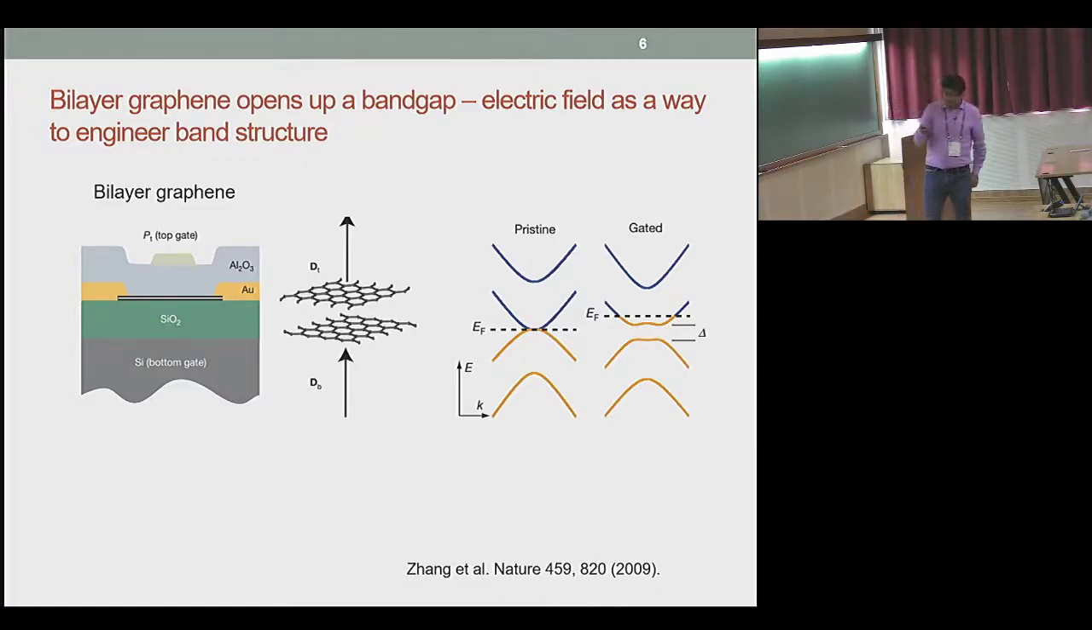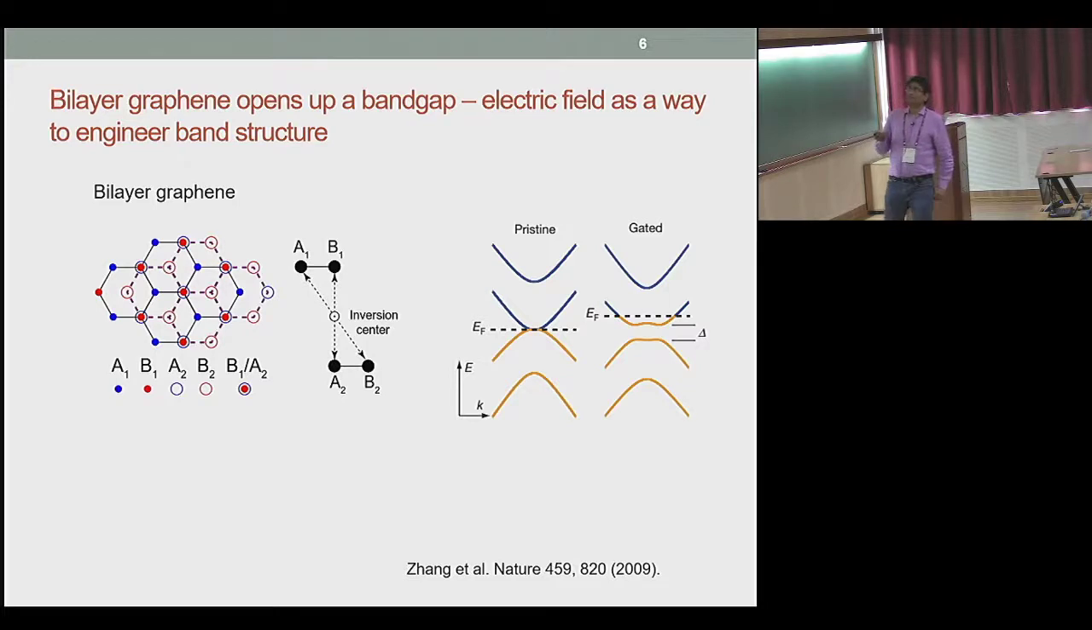This band gap can be simply understood from seeing that the electric field essentially breaks an inversion symmetry inside the unit cell of the bilayer. And once you break that symmetry by using the electric field, you have a gapped system. So this knob of electric field is a very powerful knob, and it can be used to great effect in few-layer graphene systems.